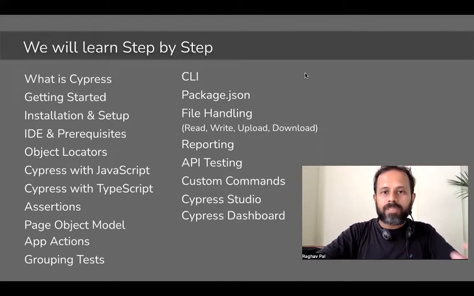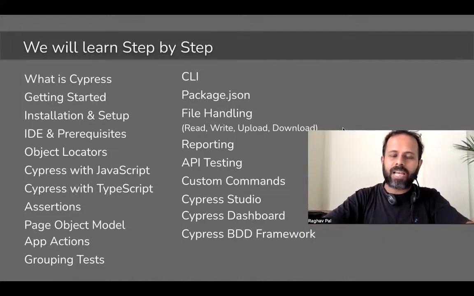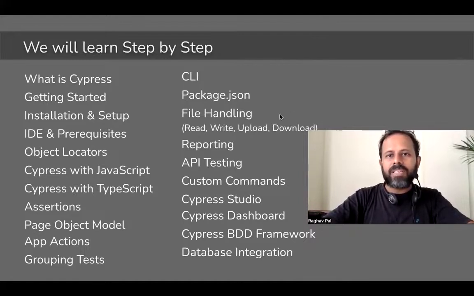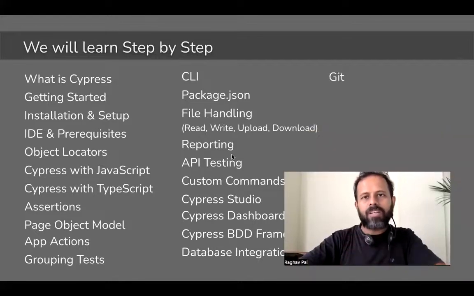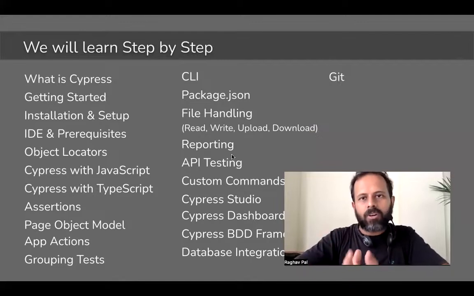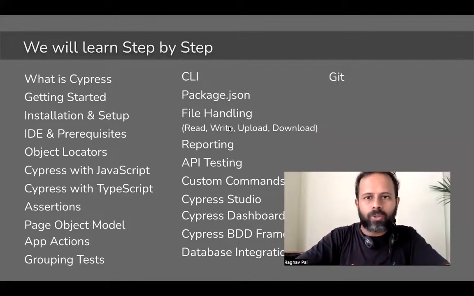We will look at Cypress Studio. What is Cypress Studio? How do we use it? And Cypress Dashboard. And we will see a Cypress BDD framework using Cucumber. How can we create a Cypress BDD Cucumber framework? And then we will see how can we integrate database in Cypress. And then we will see how can we put our project on a Git repository, how can we do source code management using Git. And finally, we will see CI/CD with Jenkins.